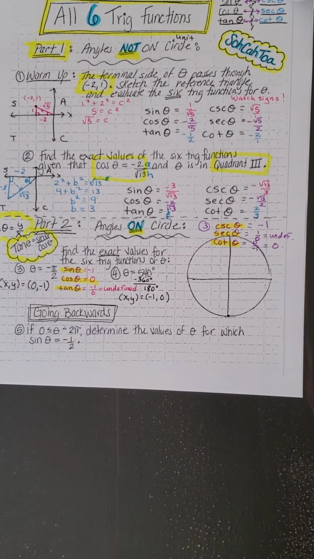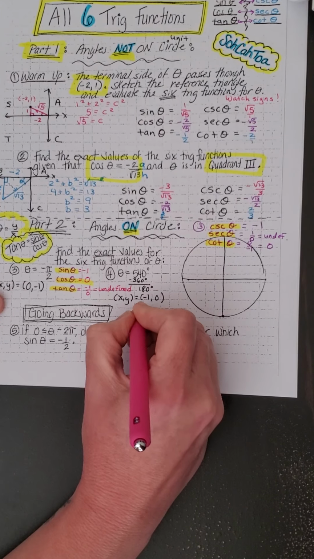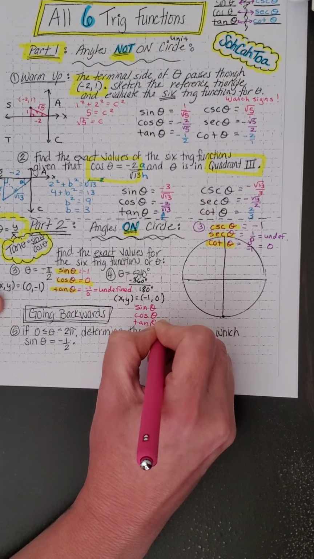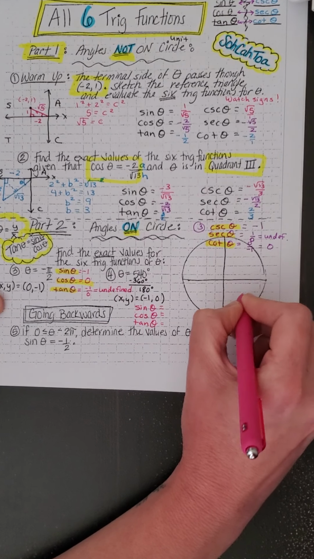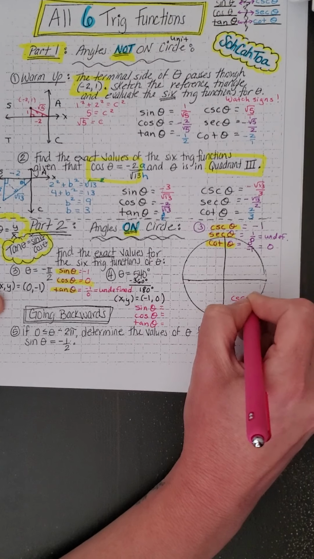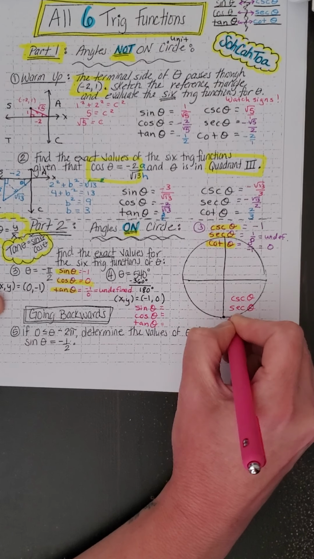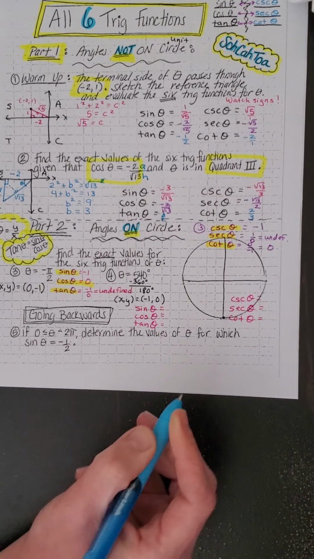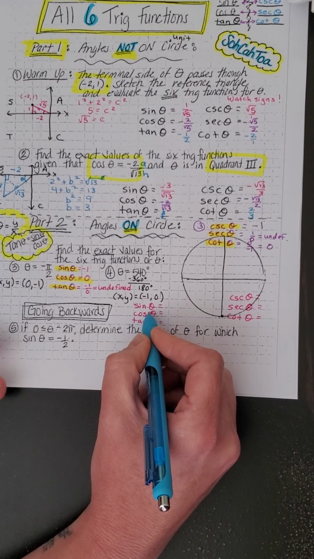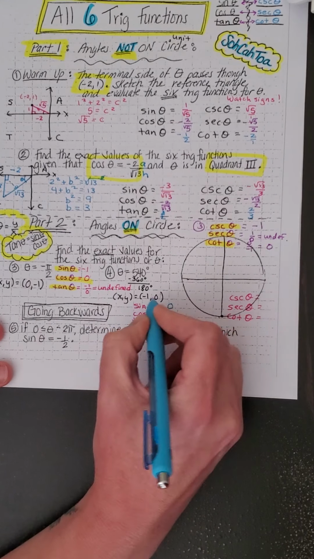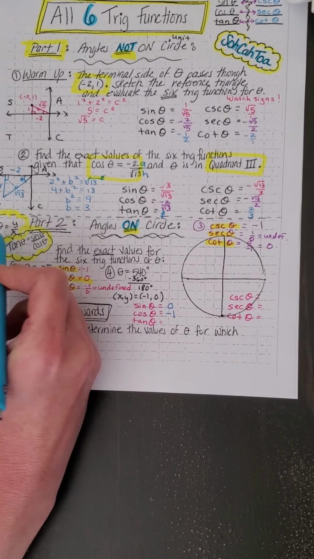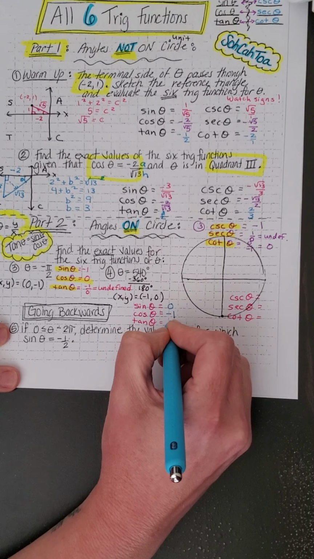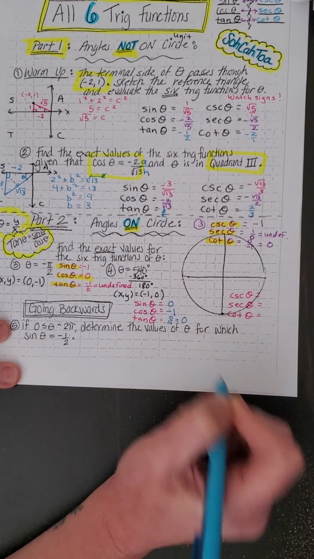Let's go ahead and write all 6 trig functions. So we've got sine, cosine, and tangent. And then we're going to have cosecant, secant, and cotangent. All right. Again, sine, remember, is our y value, so that would be 0. Cosine is our x value, that would be -1. And then tangent is y over x. Y over x would be 0 over -1, which is 0.